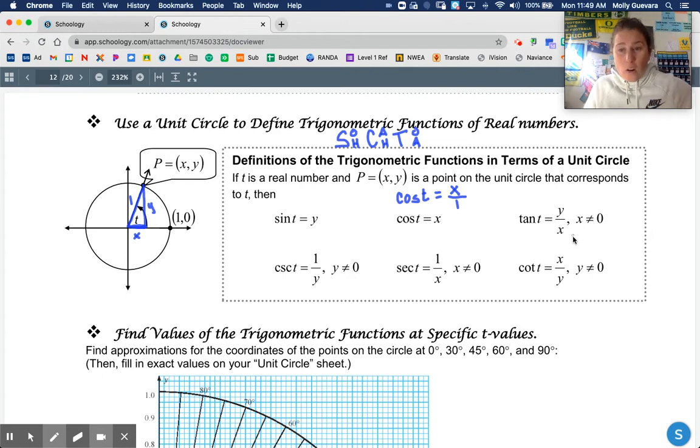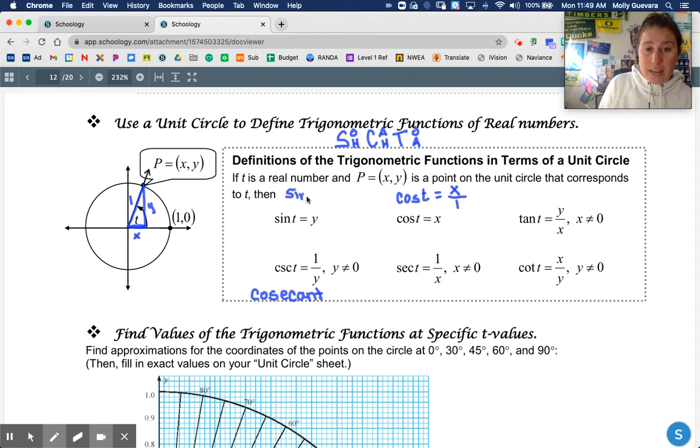So that hopefully is not something new. We did that in geometry and probably a little bit in algebra 2 as well. These three down here maybe are new. These are the reciprocals, not the inverse, the reciprocals of sine, cosine, and tangent. So this one right here is called cosecant. I'm going to write it out so you can see what the word is. Cosecant. And it's just the reciprocal of sine.